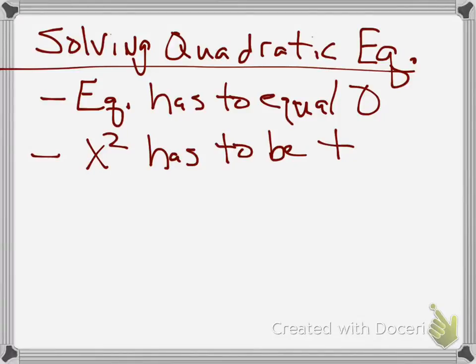Alright, so here comes part 2, and this is where we're going to solve quadratic equations by factoring. The idea here again is that we want to make sure these equations are equal to 0 and x squared has to be positive. If they're not equal to 0, you find a way to make them equal to 0. Okay, so let's start off with something simple.